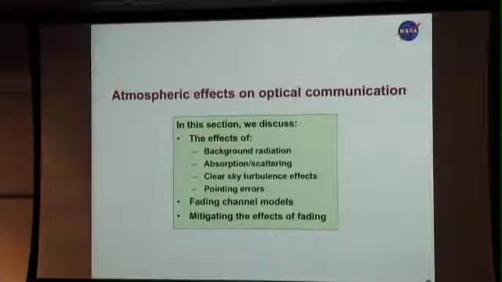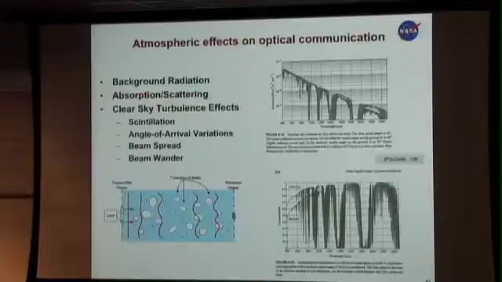Even though from space we can have pure space-to-space links, and a lot of times we've talked about having a relay station around Earth. But the more typical application is we have to get the signal down to Earth. And once we have the signal down to Earth, we have to deal with the atmosphere, the last bit of the communication link. So I'll talk about some of the effects of the atmosphere, largely leading to fading channel models and how we mitigate the effects of fading.